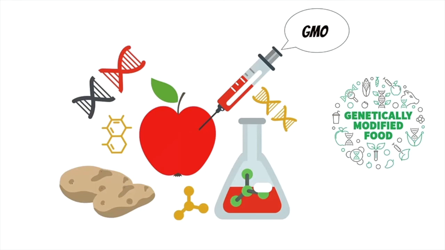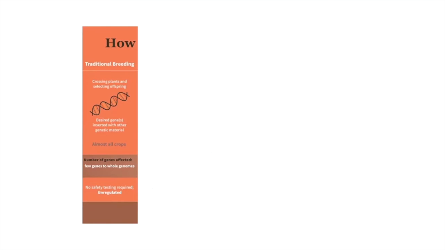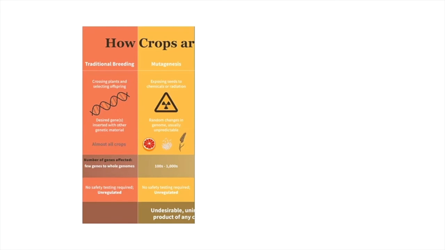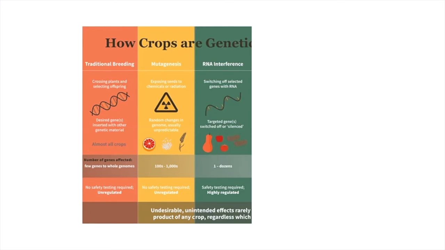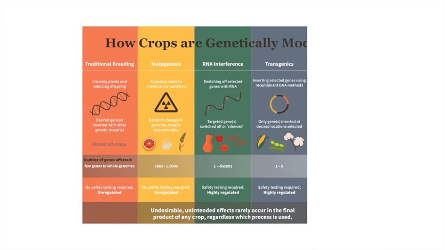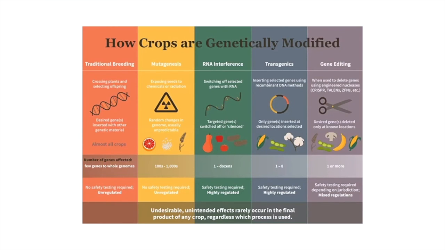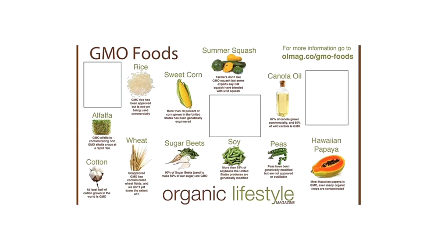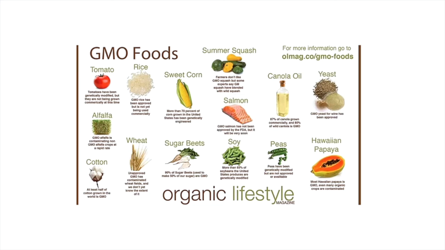Scientists have created many methods to be able to modify the genes of these crops in order to produce the most optimal food. These methods include artificial breeding that creates offspring of the most viable parent crops, mutagenesis, as I discussed before, RNA interference that encodes only the most favorable genes, transgenesis that inserts favorable genes into another crop's genetics, and gene editing that removes the unnecessary genes. These methods will be discussed in more detail in the later videos. Some GMO foods include rice, tomatoes, yeast, and meats.